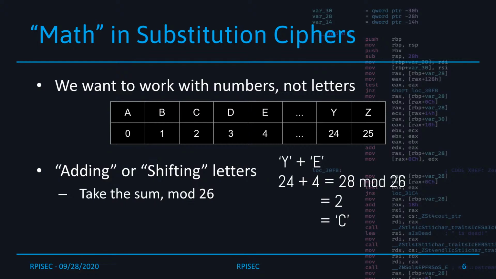Now 28, as shown by the table, does not map to any single letter. So what we do is we mod the result by 26 so that we get back into the range 0 to 25. So in this case, Y plus E results in 2, which maps to the letter C.